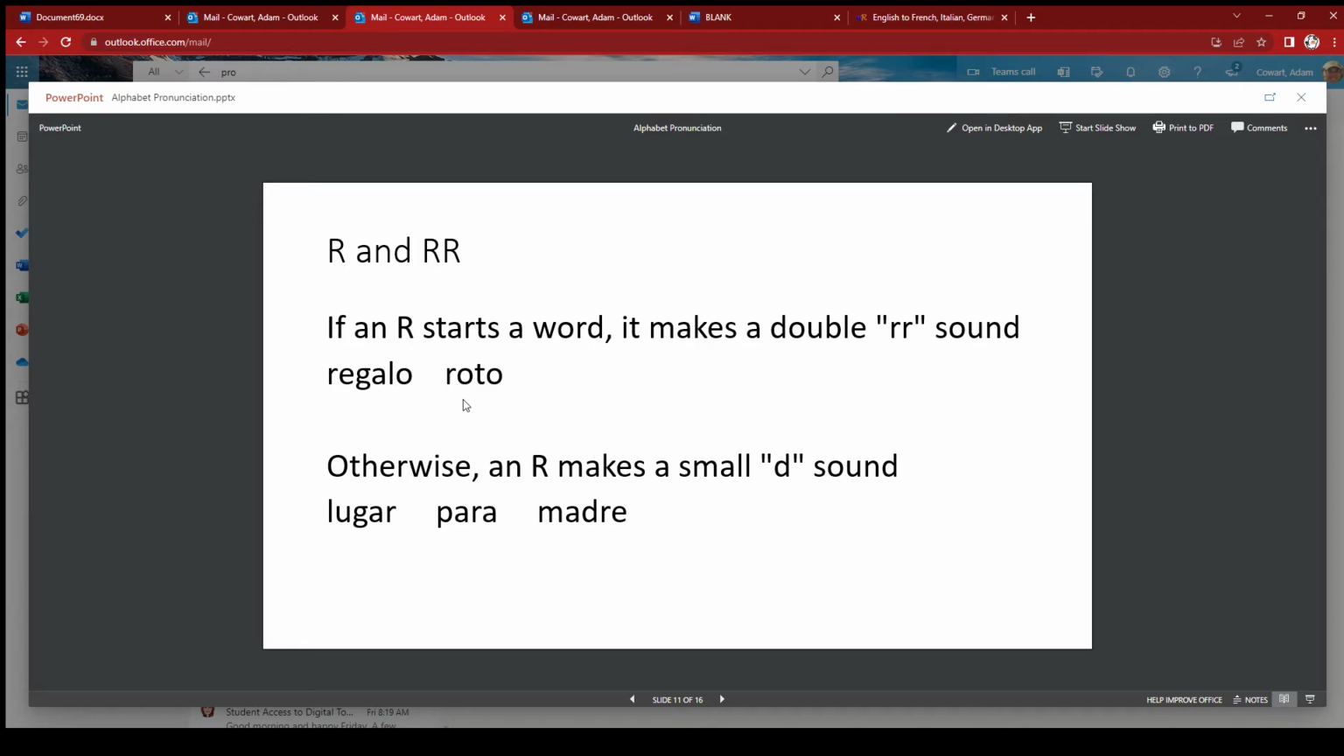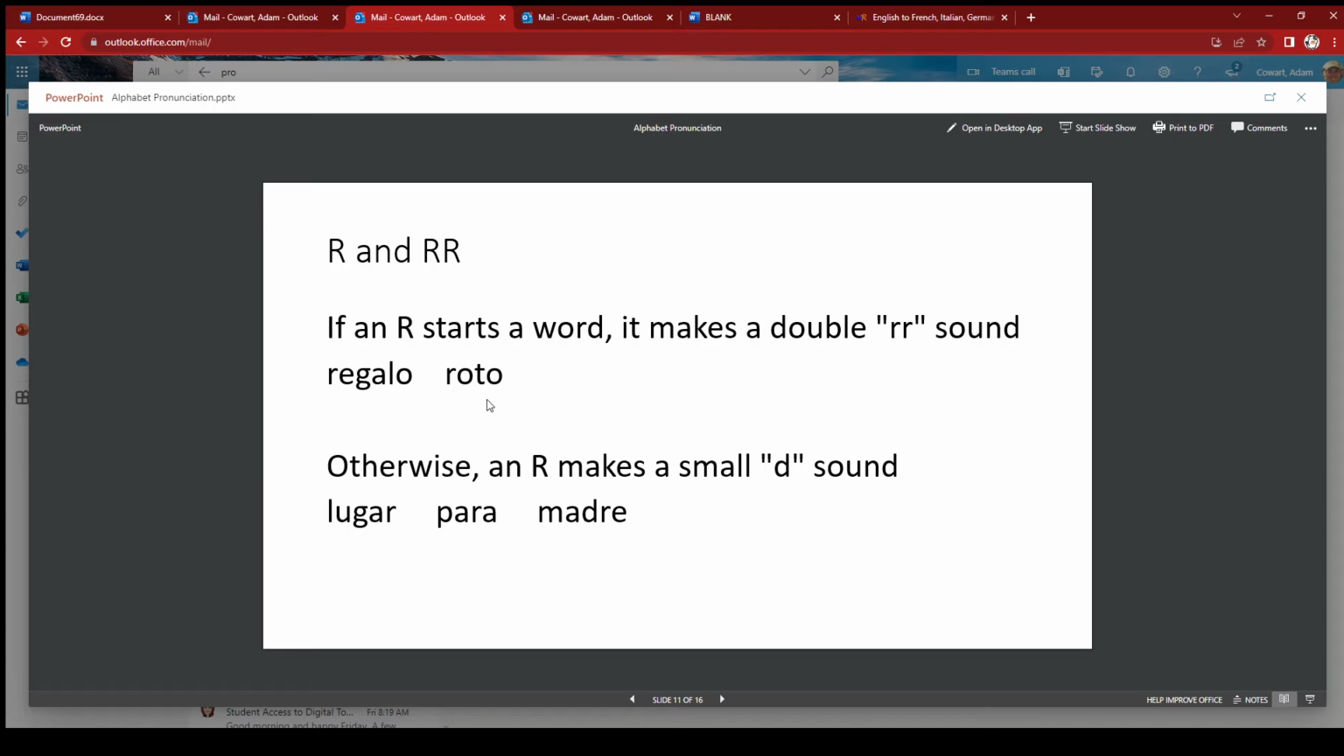Now, I always get the question, what happens if I can't roll my R's? Will people understand what I'm saying? Yes. Okay, they'll know by the context. It's not that big of a deal for someone to understand you. I met someone recently from Puerto Rico, and she said that her sister actually had to go to speech therapy because she couldn't roll her R's. So that was interesting. But yes, you can get by with that. If you have to say regalo and roto, someone will understand what you're saying. Okay? Always keep that in mind. But try, if you can, try. Regalo, roto.